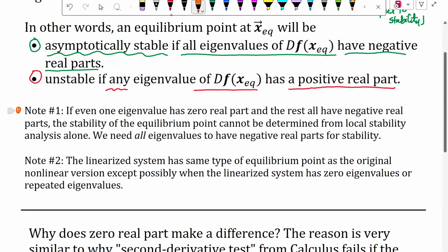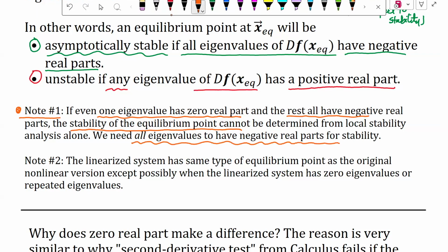Now, there are a couple of things to note here. First, if even one of our eigenvalues has 0 real part, and even if all the rest have negative real part, the stability of that equilibrium point cannot be determined. That zero really throws a monkey wrench into the works. We cannot use local stability analysis alone. We have to do something else, which we will be talking about next week. So in order to have that stability, we need all the eigenvalues to have negative real parts.